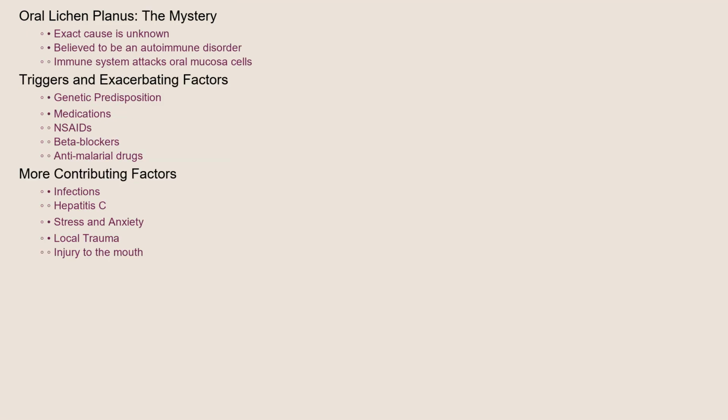The exact cause of oral lichen planus remains somewhat of a mystery. It's believed to be an autoimmune disorder, meaning the body's immune system mistakenly attacks the cells in the oral mucosa. Several factors can trigger or exacerbate this immune response. These include genetic predisposition, certain medications like NSAIDs, beta blockers, and some anti-malarial drugs, as well as infections, particularly hepatitis C, stress, anxiety, and local trauma might also play a role in triggering or worsening symptoms.